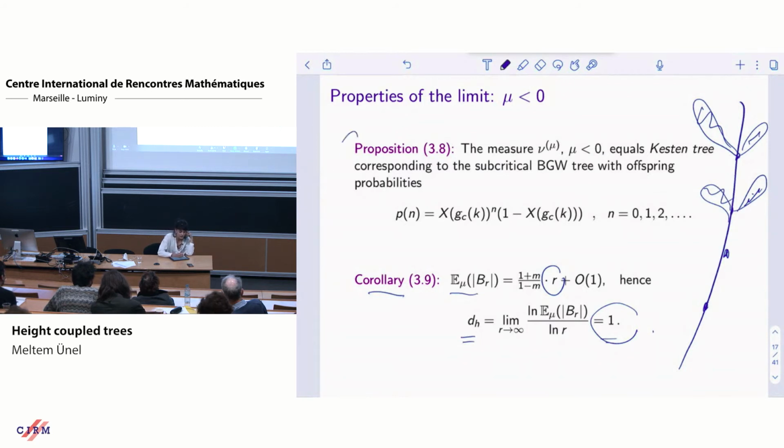Okay, and how do I prove this proposition? By simply looking at the values of both measures on the balls, and they turn out to be equal, and we know that every Borel probability measure on my metric space T is fully characterized on balls, so I just conclude that it is the Kesten tree.